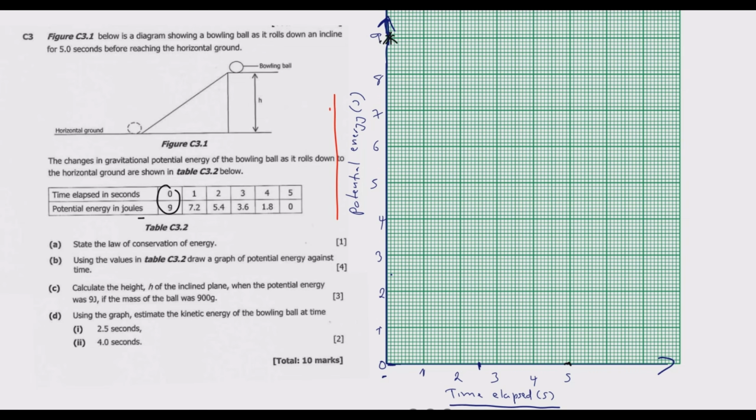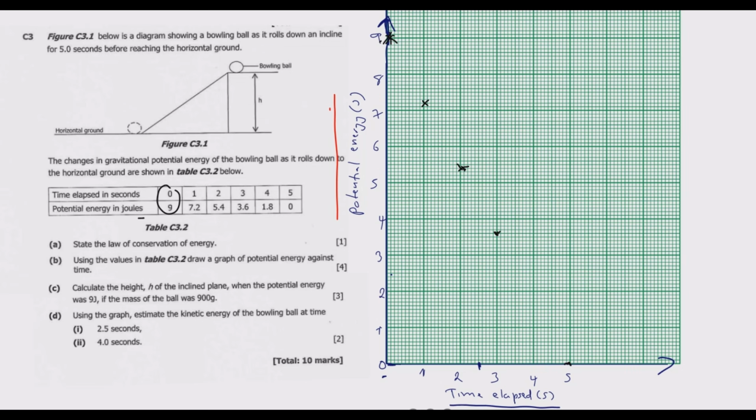Then when time is 1 second, potential energy is 7.2. So 1 against 7.2 is somewhere here. Then 2, 5.4. So when time is 2 seconds, the potential energy is 5.4. So it's just somewhere 1, 2, 3, 4, just somewhere here. Then when time is 3 seconds, potential energy is 3.6. So 3.6, just above 3.5, which is somewhere here.